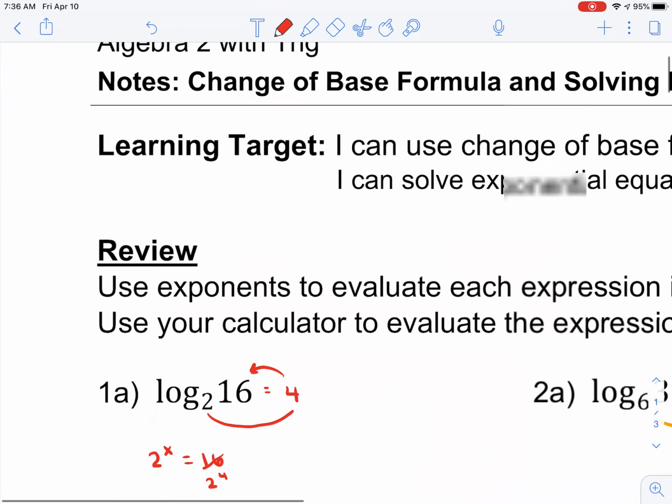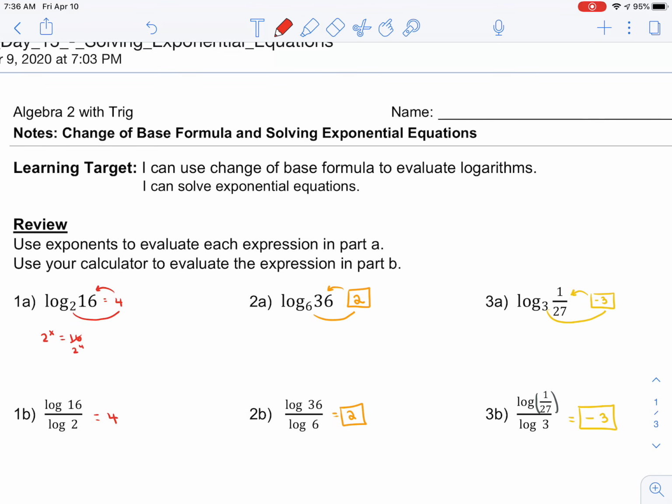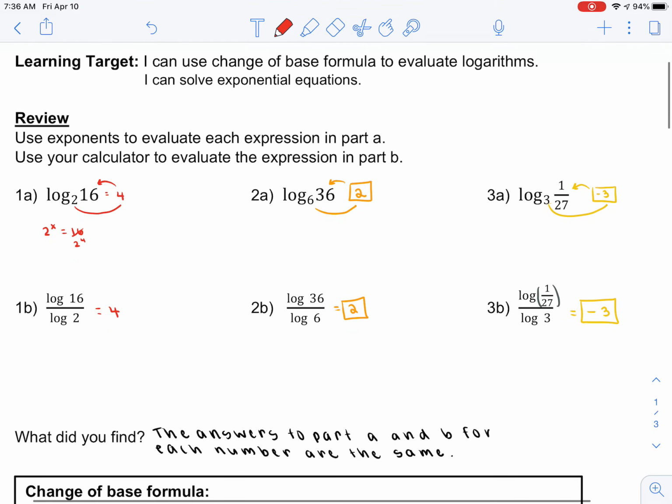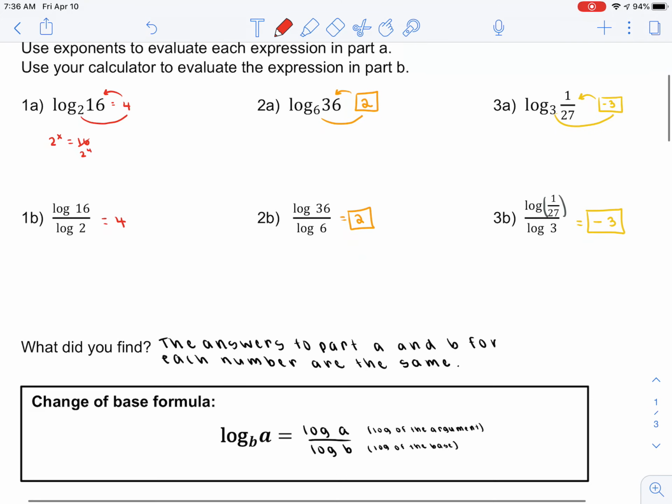At this point, you should have finished all of the questions in the review. Hopefully you noticed that the answers to both part A and part B were the same for each number. In other words, you're seeing a formula that I am going to be teaching you today called the change of base formula.